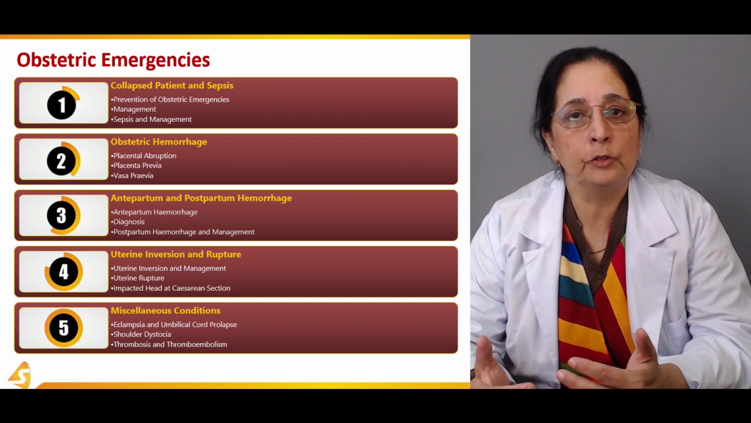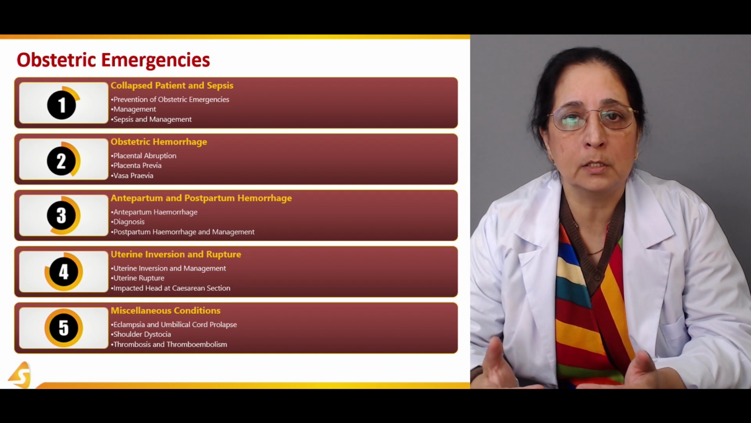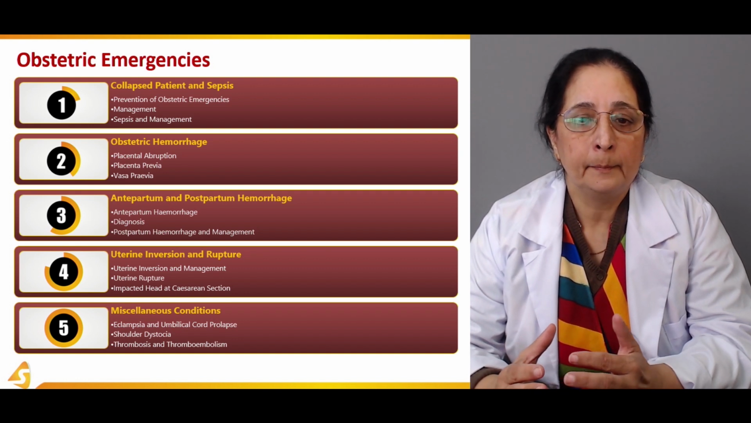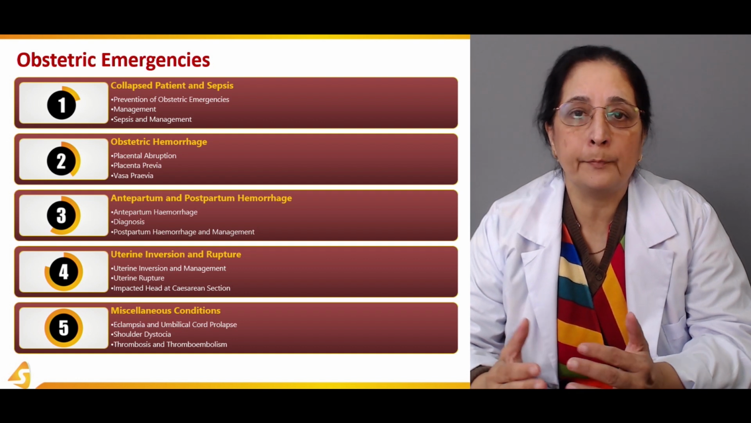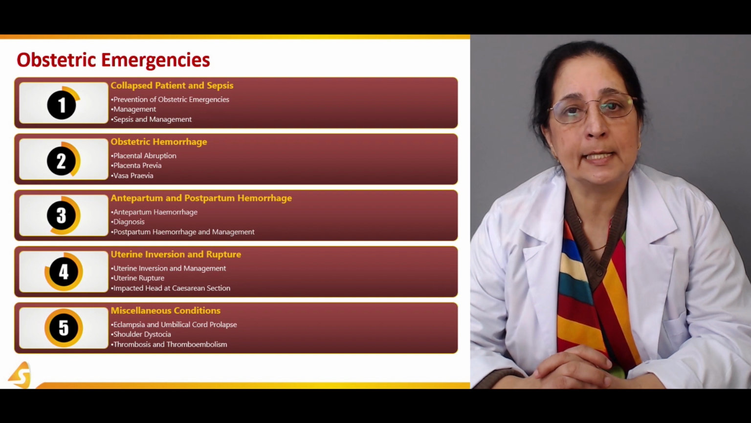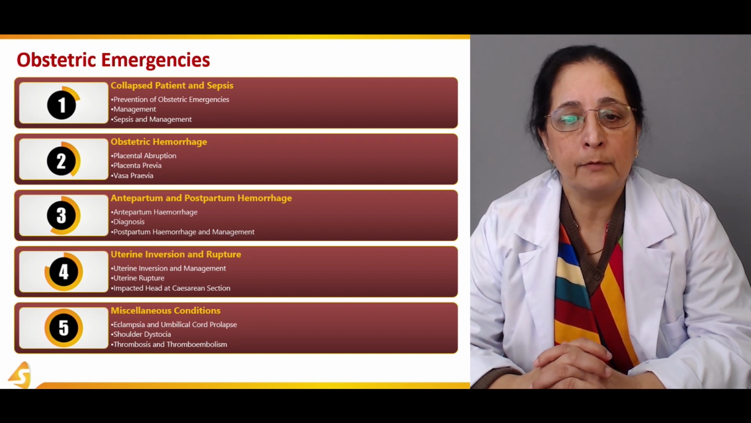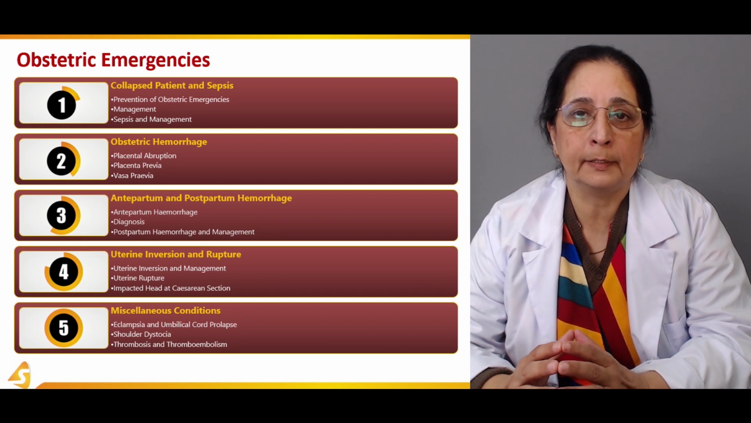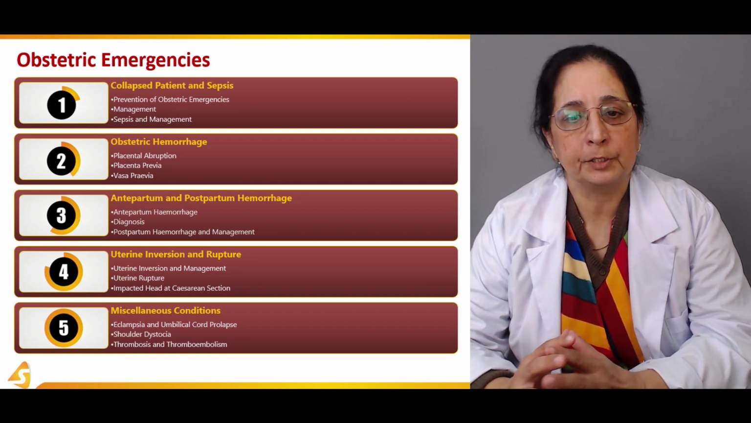We will talk about 3 very important common causes of hemorrhages during pregnancy: placental abruption or abruptio placenta. Then we will talk about placenta previa and vasa previa. These are 3 very, very common causes of obstetric hemorrhage.